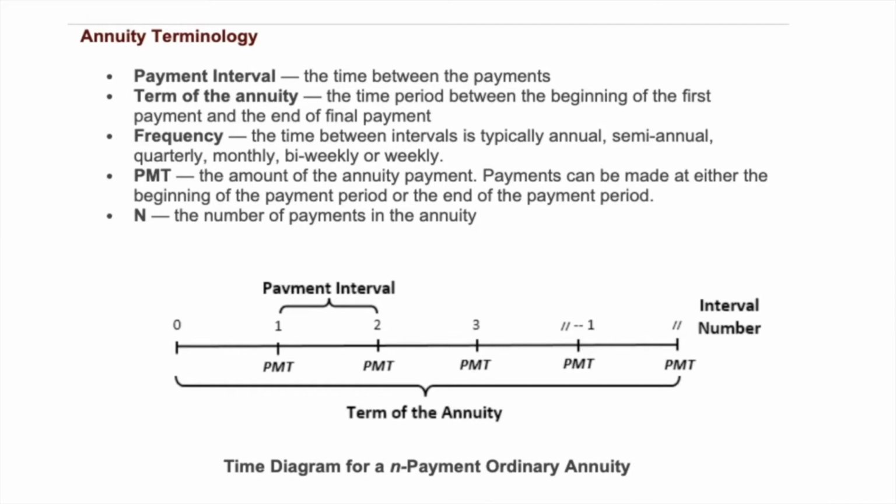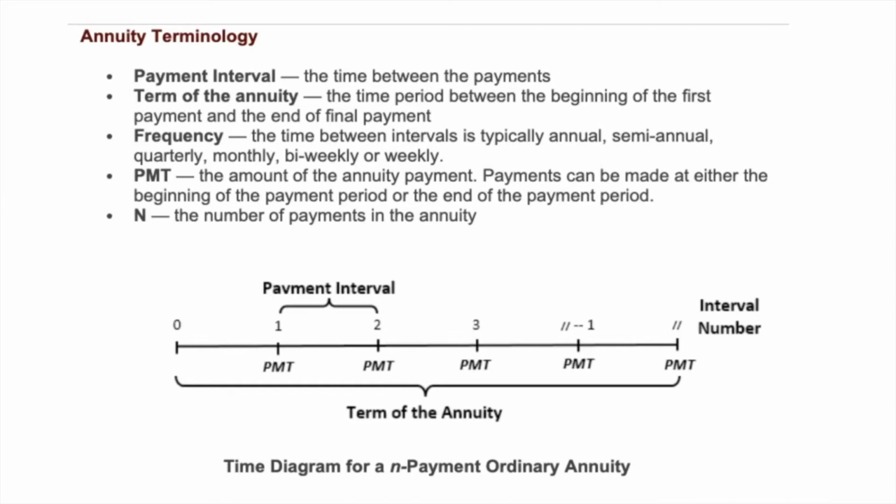Frequency. Frequency is the time between intervals. So frequency would typically be a payment annually, semi-annually, quarterly, monthly, bi-weekly, or weekly. You could think of your pay, for example, as a bi-weekly type thing. And then a payment itself, PMT, which is the actual payment.